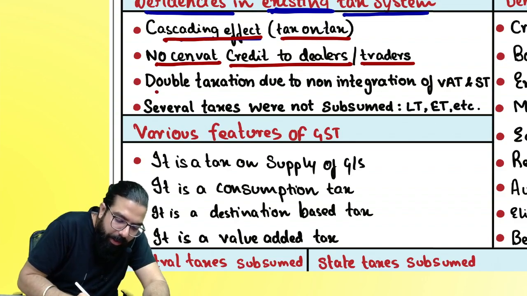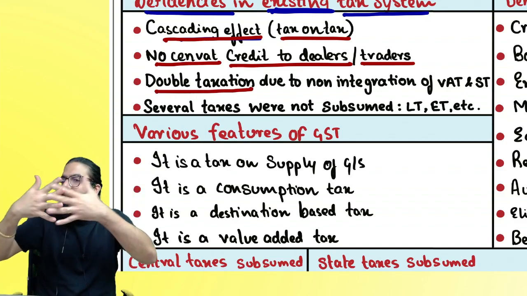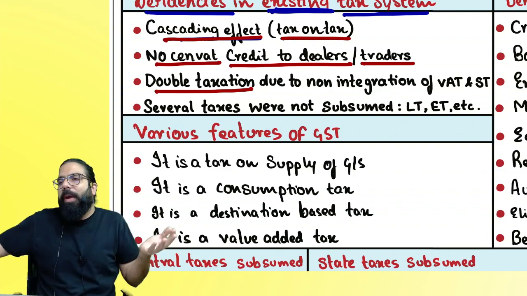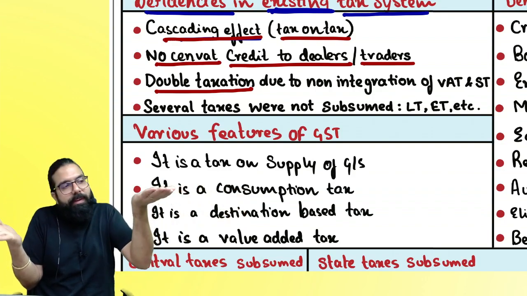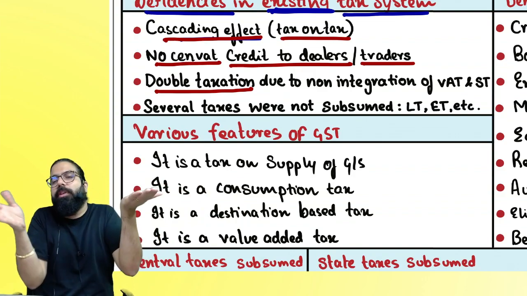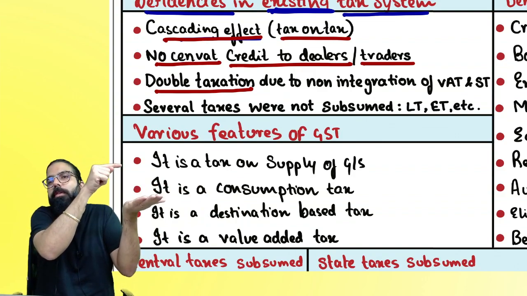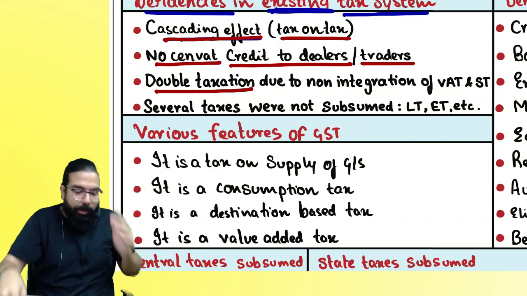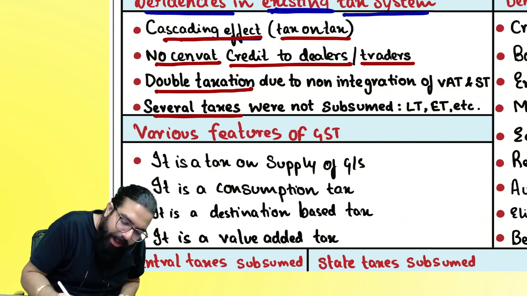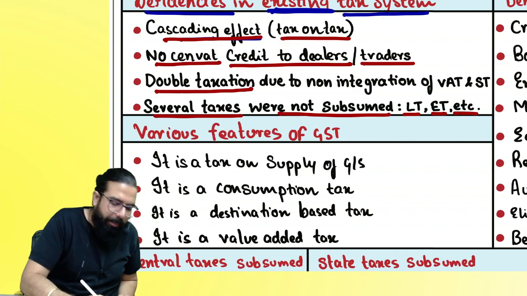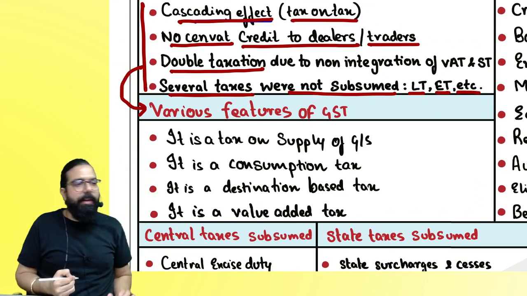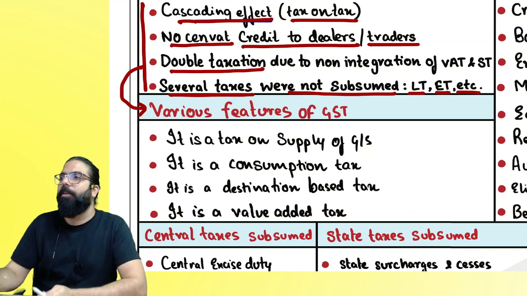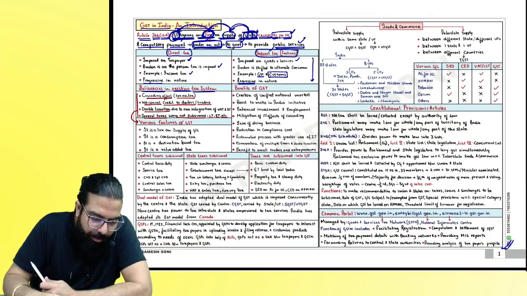The next one over here, double taxation. Why? VAT and service tax integration was not there. When I used to buy, I used to pay VAT. Service tax, if I am providing a service. For service tax I can't use my VAT. So this VAT will become part of my cost. Again, tax on tax. Then several taxes like luxury tax, entertainment tax, etc. were not being subsumed. Government told these are the problems, and because of that, what did government do? GST. Are we all 100% clear? Can we go ahead?